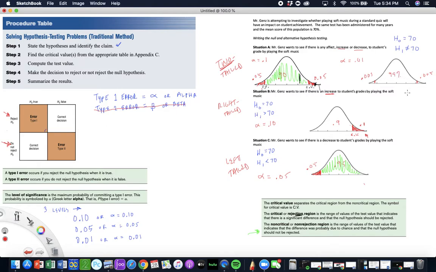Okay, this would be a test that I want to be darn sure. The odds of me making a type 1 error is a 1% chance, which means if you're falling in this area, then there's a very good chance that your soft music playing could have a positive or negative effect, depending on what side of the critical values you line up.